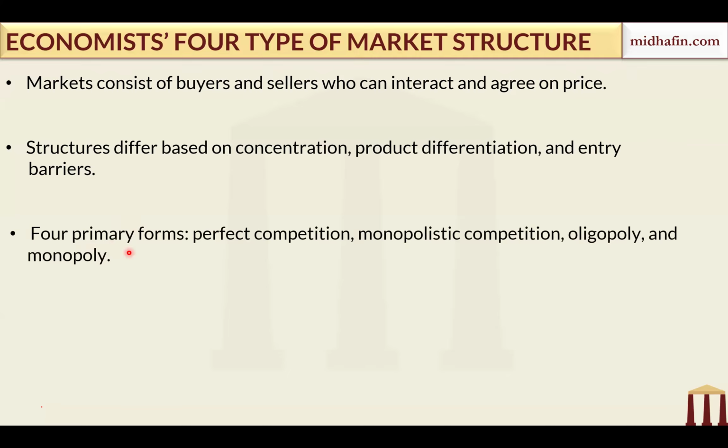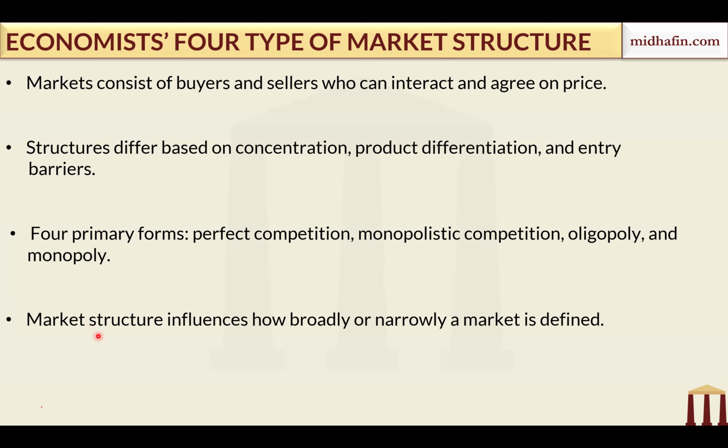So four primary forms we are going to see, four classic structures. One is perfect competition, then you have monopolistic competition, oligopoly, and monopoly. Each structure will be a bit different from each other. They will have different landscapes for competition, and of course the pricing power and everything. The interactions also will be a little different.